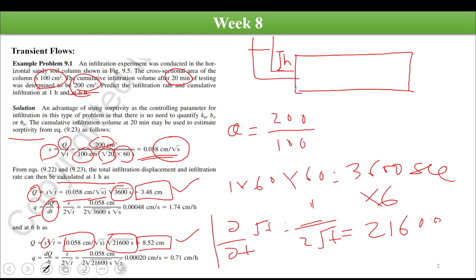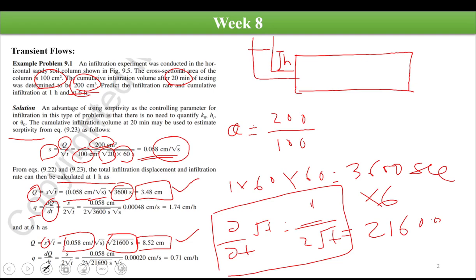So it will be S upon 2 square root of T. So in place of S, we'll write 0.058 centimeter per square root second, the unit of capital Q, and 2 times square root of T. So this will result in, let's calculate, the value of S is 0.058, okay, and it will be divided by 2 times the square root of T.